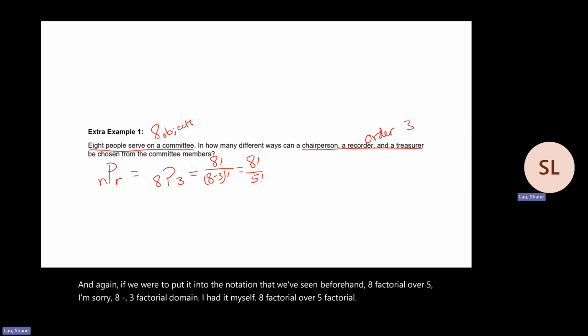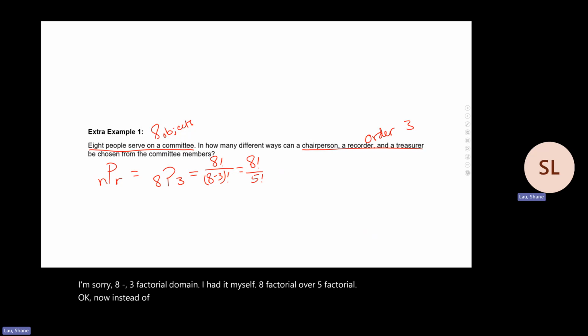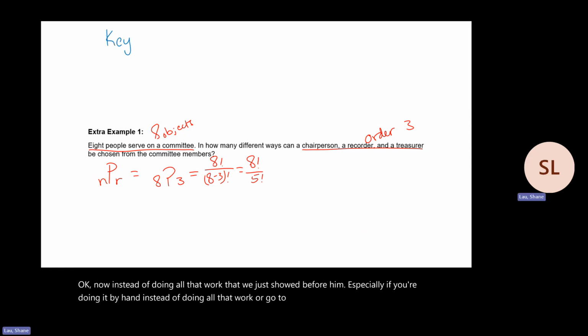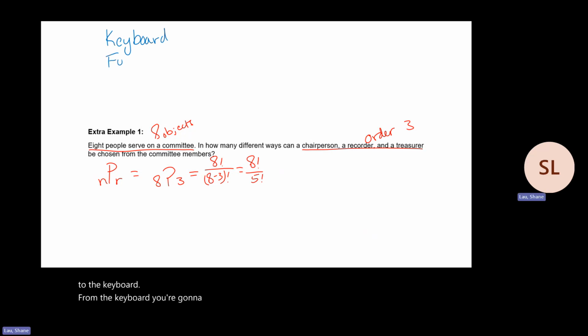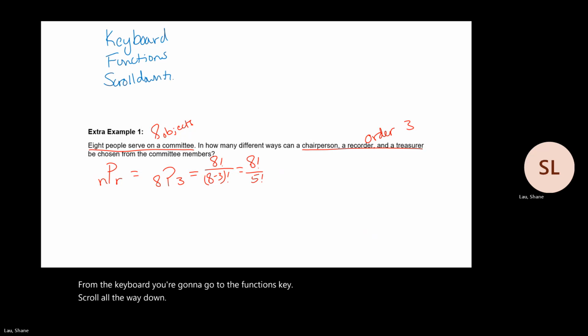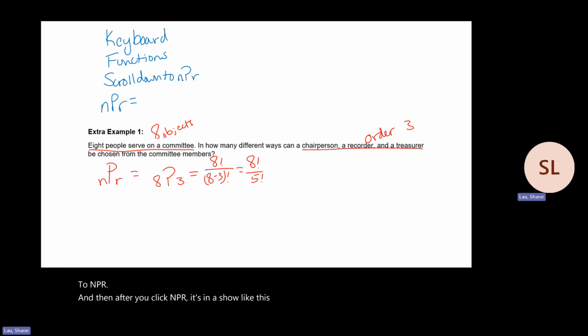Now, instead of doing all that work that we just showed beforehand, especially if you're doing it by hand, you're going to go to Desmos. You're going to go to the keyboard. From the keyboard, you're going to go to the functions key. Scroll all the way down to nPr. And then after you click nPr, it's going to show up like this: nPr, parentheses.